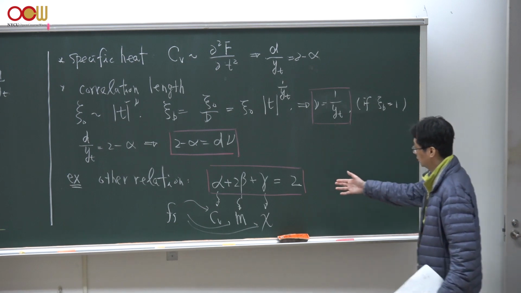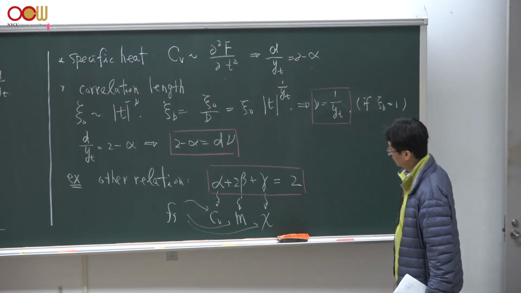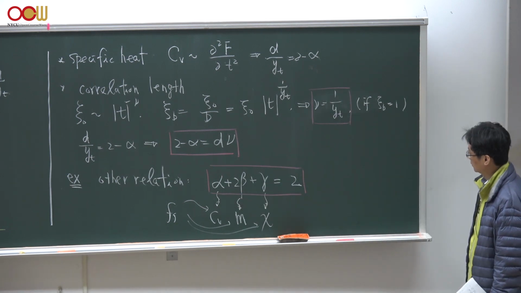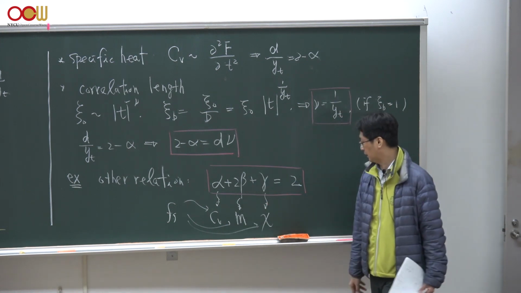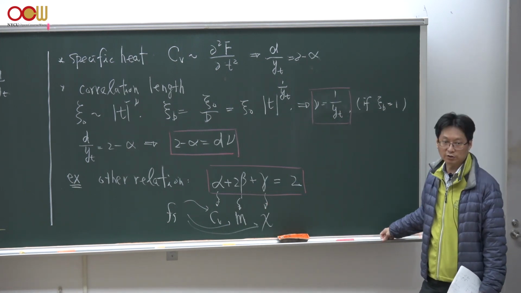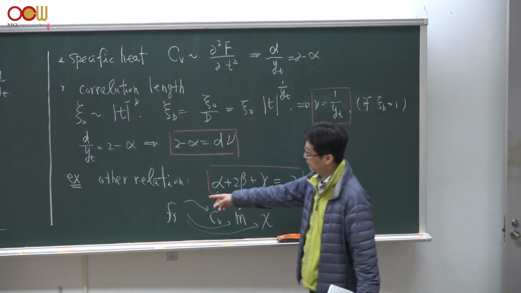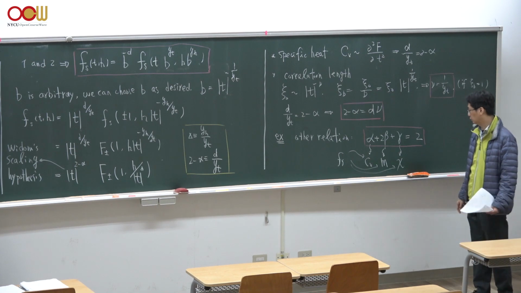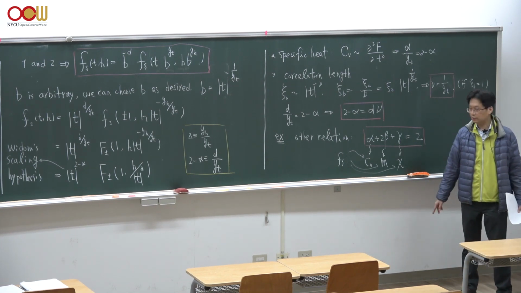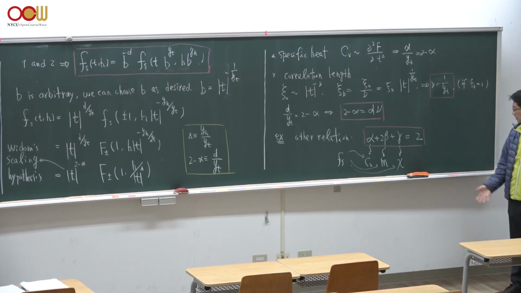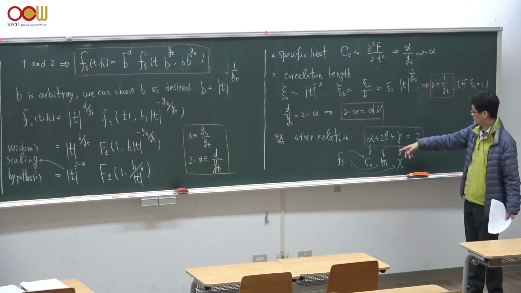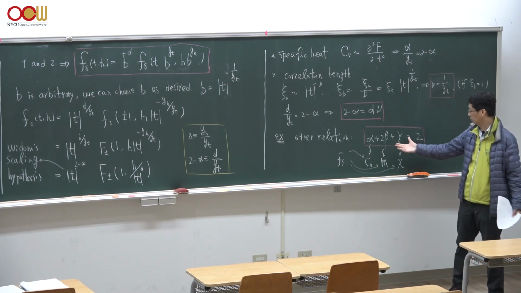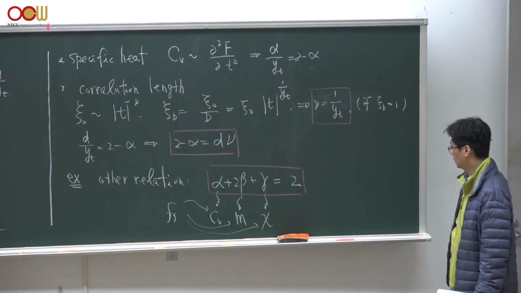For example, you could check this kind of identity that we introduced earlier: alpha plus 2 beta plus gamma is exactly 2. So you could start from the Fs, the free energy density over there, the scaling form of the Fs, and then you could take the derivative of this Fs with respect to, say, temperature and the field, and so on. Second derivative is temperature and the field, and derive the critical exponents alpha, beta, and gamma, and then you could check that they satisfy this relation.